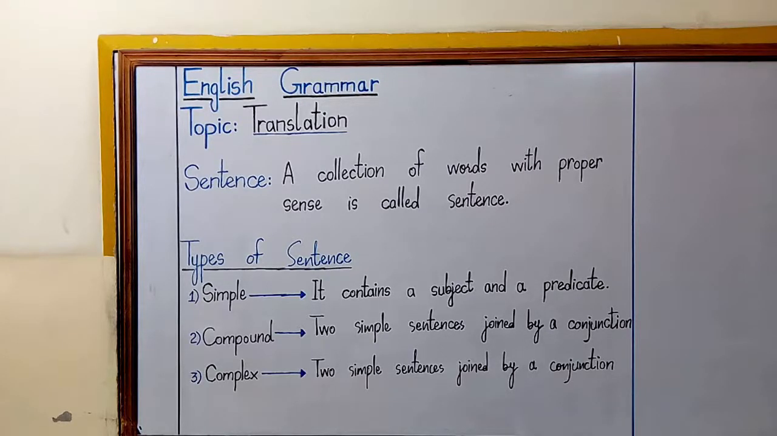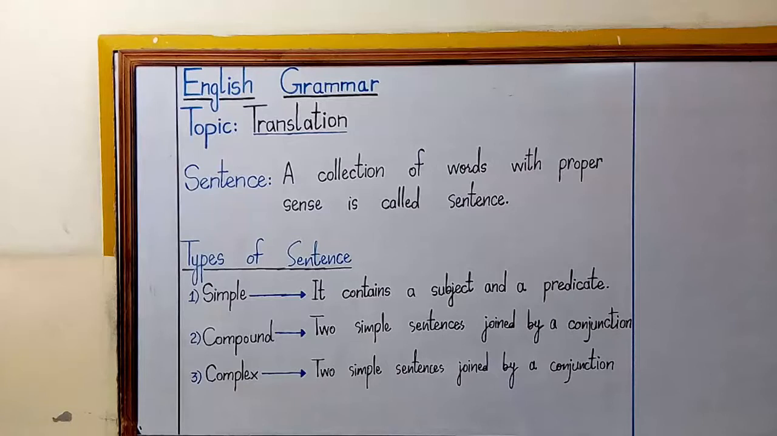Starting from types of sentence. There are 3 types of sentences. Simple sentence: a sentence that contains a subject and a predicate is called a simple sentence. There are 2 more types, compound and complex, and you can see on the board I have written the same description for compound and complex sentence.